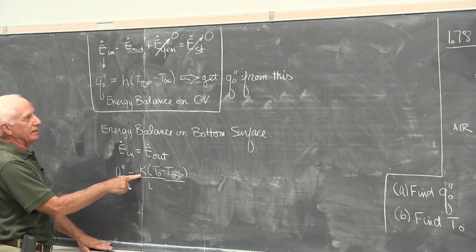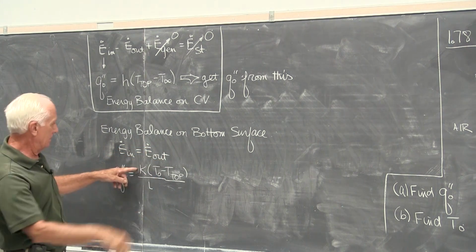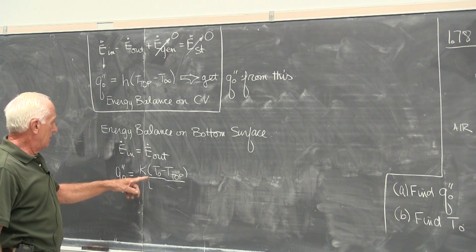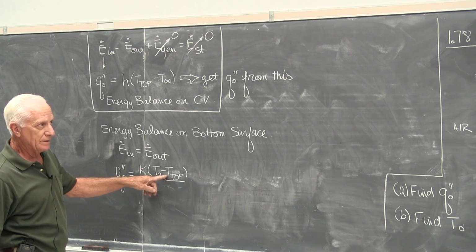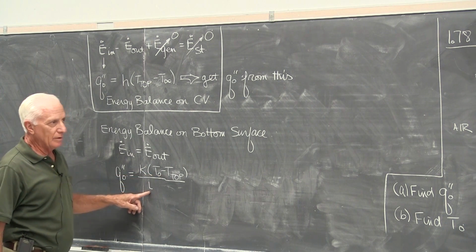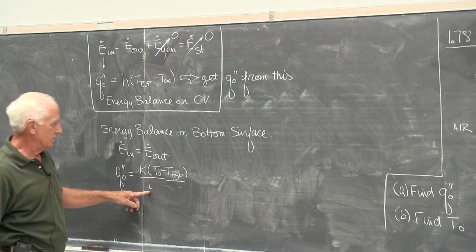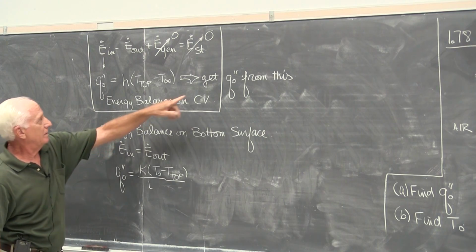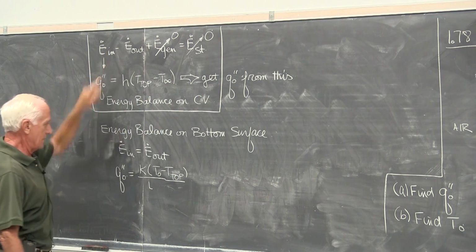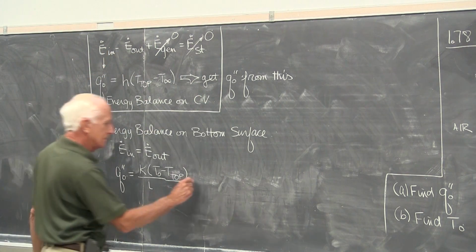Do I know K? Yeah, I know K. It's 20. Do I know T naught? No, I'm solving for that. Do I know T top? Yeah, 85. Do I know L? Sure, it's 10 millimeters. So, do I know Q naught double prime? Yeah, right here. I got it from part A. Solve this for T naught.